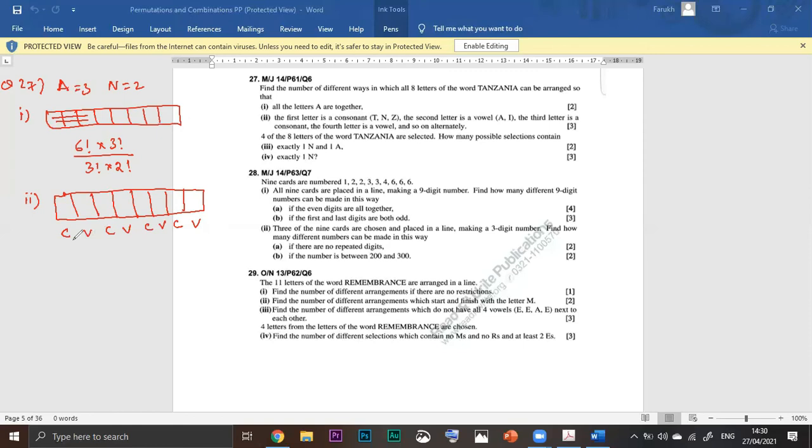So we can arrange the first consonant in 4 ways, second in 3, 2, 1, and we can place the vowels in 4, 3, 2, and 1. So the final answer is 4 factorial into 4 factorial divided by 3 factorial into 2 factorial. Josefa, any problem?